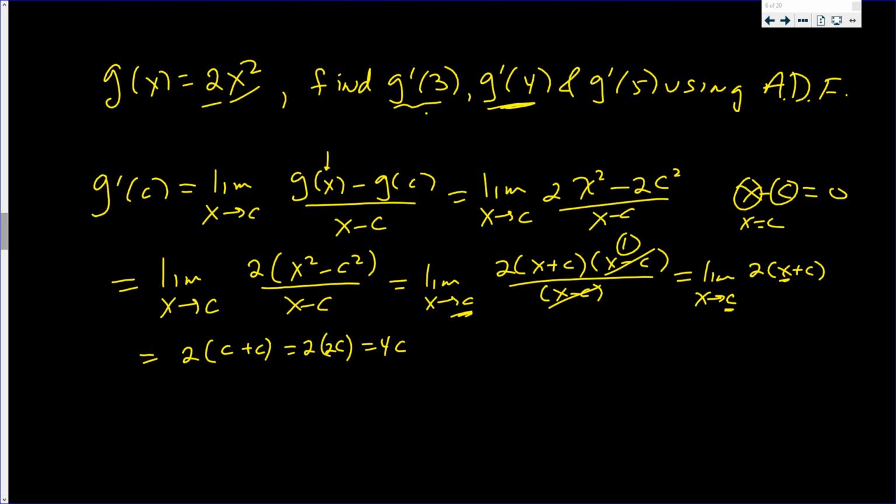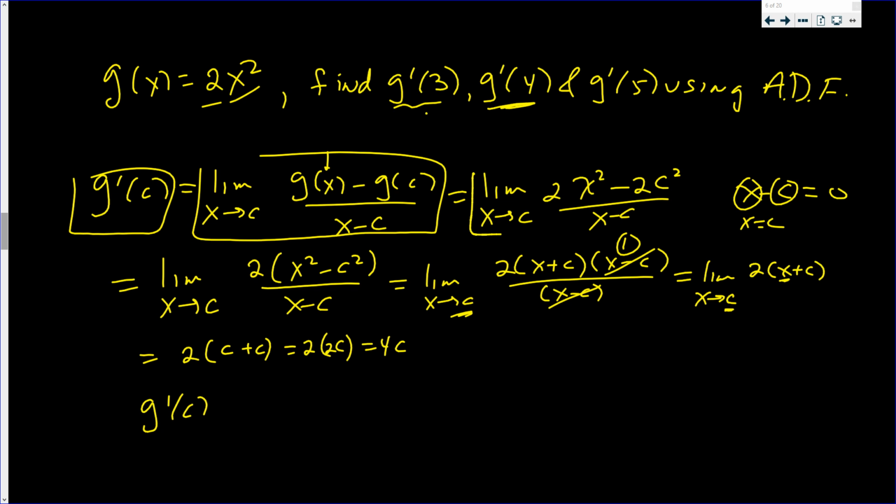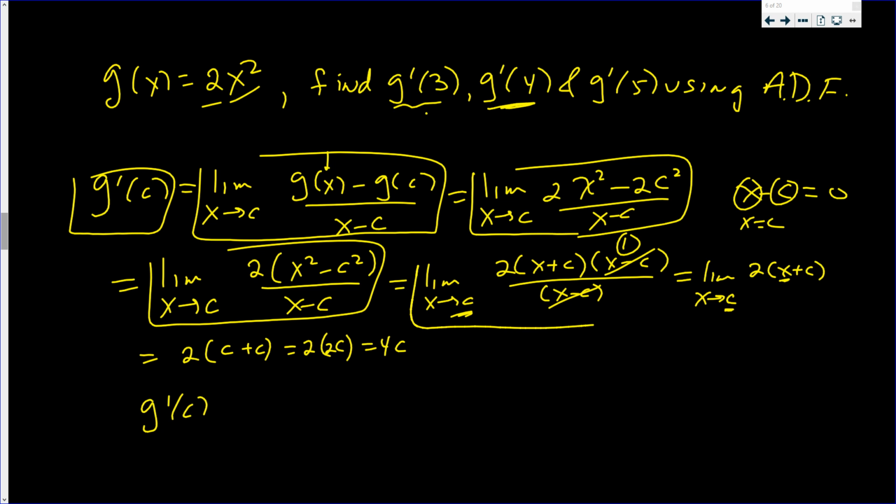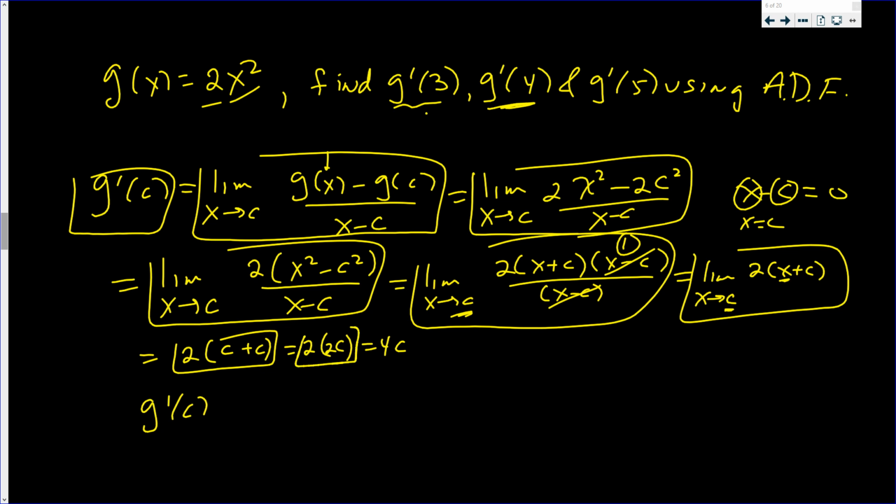So, g prime of c equals all this mess. It equals this, which equals this, which equals 4c. G prime of c is 4c. Okay, so now I can answer my questions.